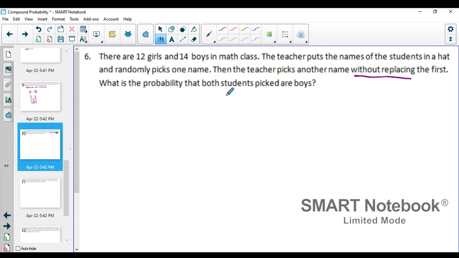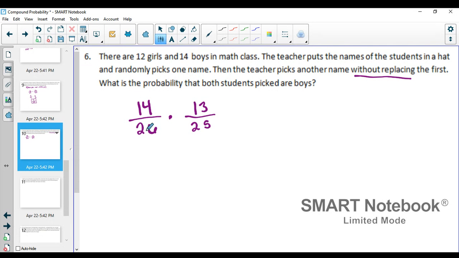So the probability of picking a boy the first time. So if we have 12 girls and 14 boys, we have 26 kids. And there are 14 boys the first time. So it's 14 out of 26. But then the second time, we have removed a name. So there are 25 total names. And because we're picking both boys, we're going to assume that she picked a boy the first time. So there's one less boy. So it's 13 instead of 14 now.